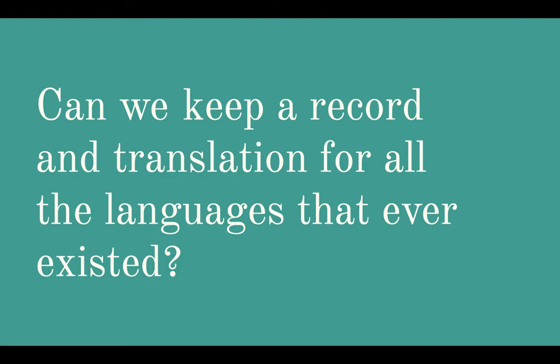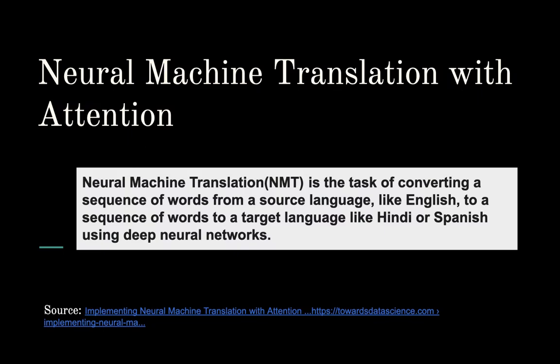So the main goal is to be able to translate languages and to keep records of disappearing languages, so that whenever they go extinct, we can still look at those languages and see how we can translate them into our modern languages like English, French, and Chinese and others. So this is the central point of this, the neural machine translation with attention. And there's a definition that I took from Towards Data Science about it.